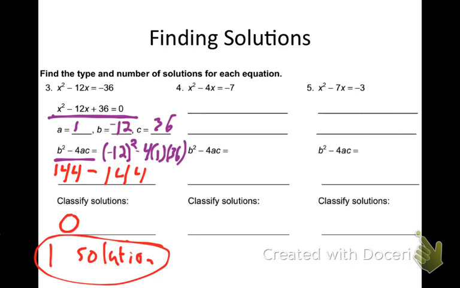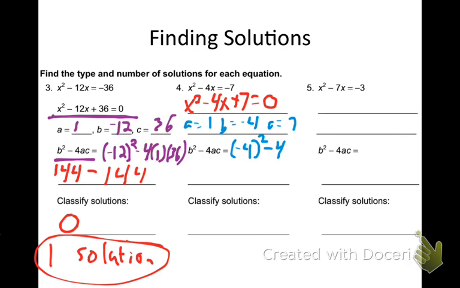That's good. Number 4. X squared minus 4x equals negative 7. When I set these up, I want to set them equal to what, Shane? 0. So I'm going to add 7, giving me x squared minus 4x plus 7 equals 0. I identify my parts. What are A, B, and C, Colin? A equals? 1, B equals? Negative 4, and C equals? 7. Nice job. Plug that into my discriminant, giving me negative 4 squared minus 4 times 1 times 7.